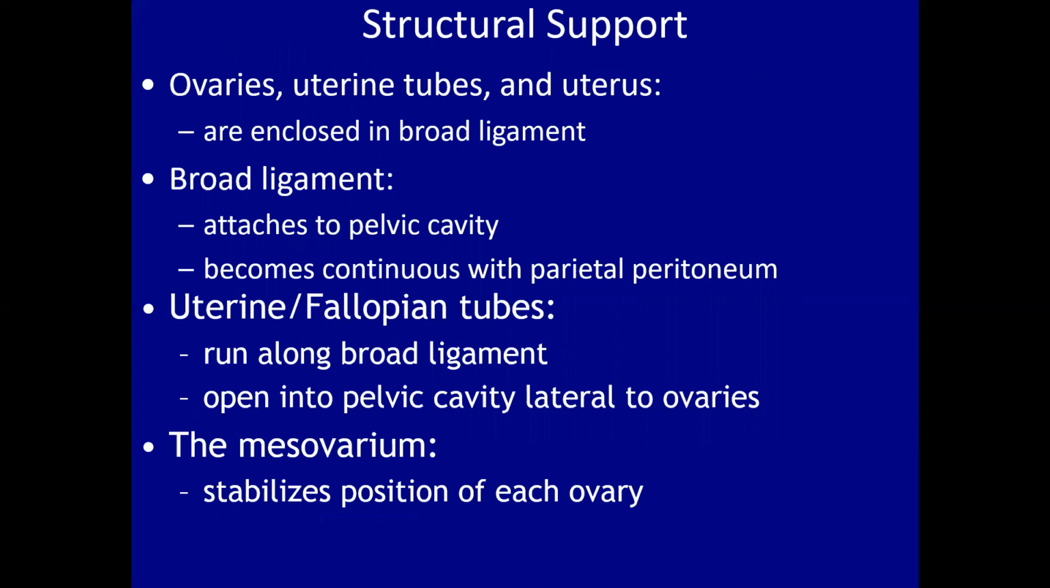The ovaries, the fallopian tubes, and the uterus are found in what is called a broad ligament. This attaches to the pelvic cavity, and it becomes continuous with the parietal peritoneum, the lining of that cavity. The fallopian tubes run along or within this broad ligament, and they open into the pelvic cavity very close to and lateral to the ovaries. We also have a structure called the mesovarium, and that stabilizes each ovary into position.